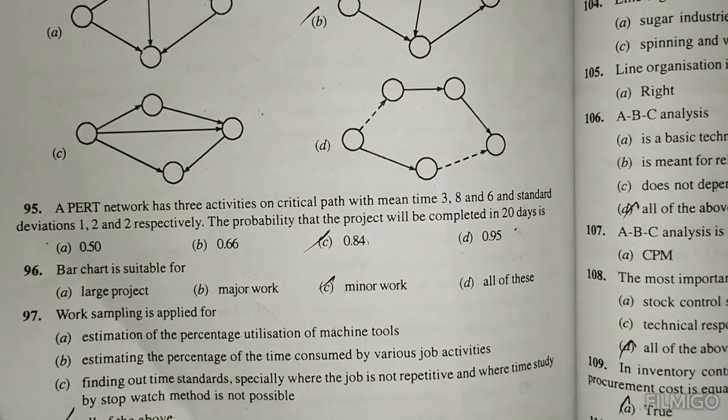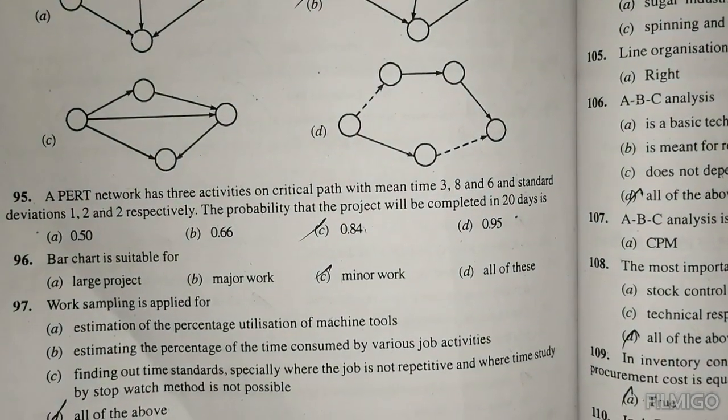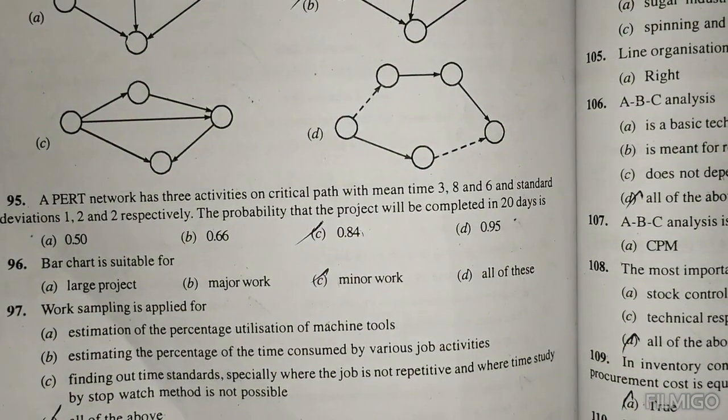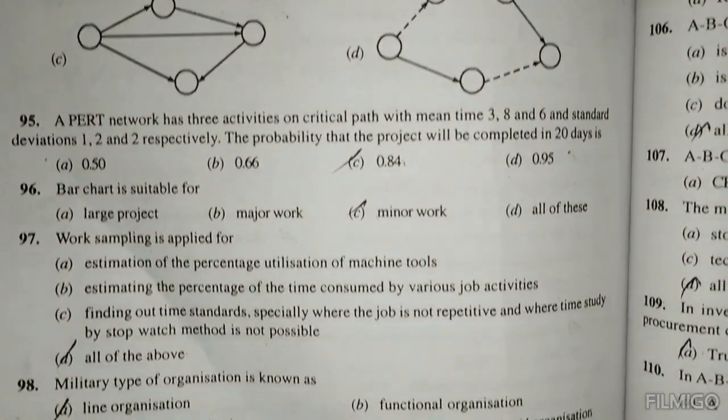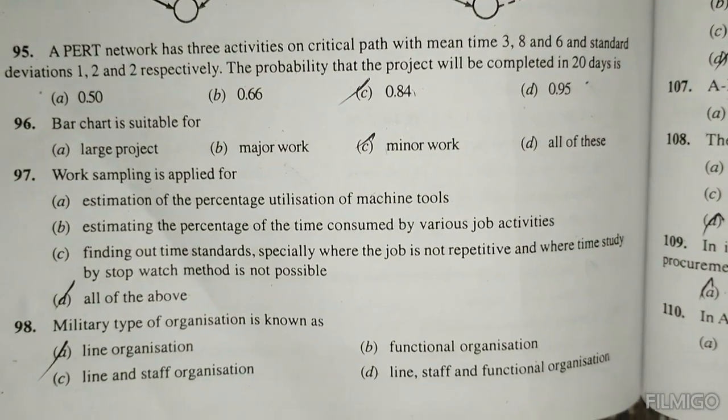A path network has three activities on the critical path with times of 3, 8, 6 and standard deviations of 1, 2, 2 respectively. The probability that the project will be completed in 20 days is 0.84. A bar chart is suitable for minor work. Work sampling is applied to all of the above.